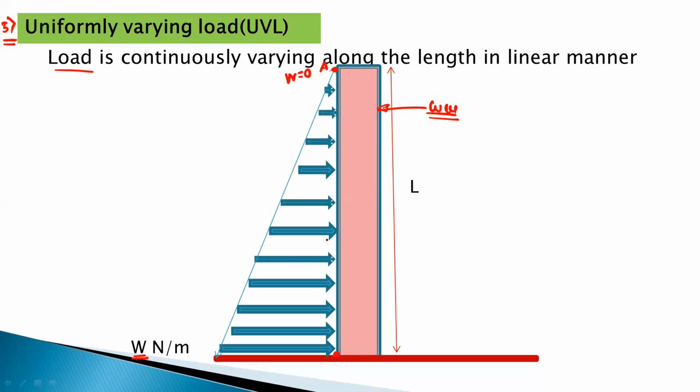For the uniformly varying load, we can take the example of the water dam. So in case of a water dam, this is the wall and this is the backwater.